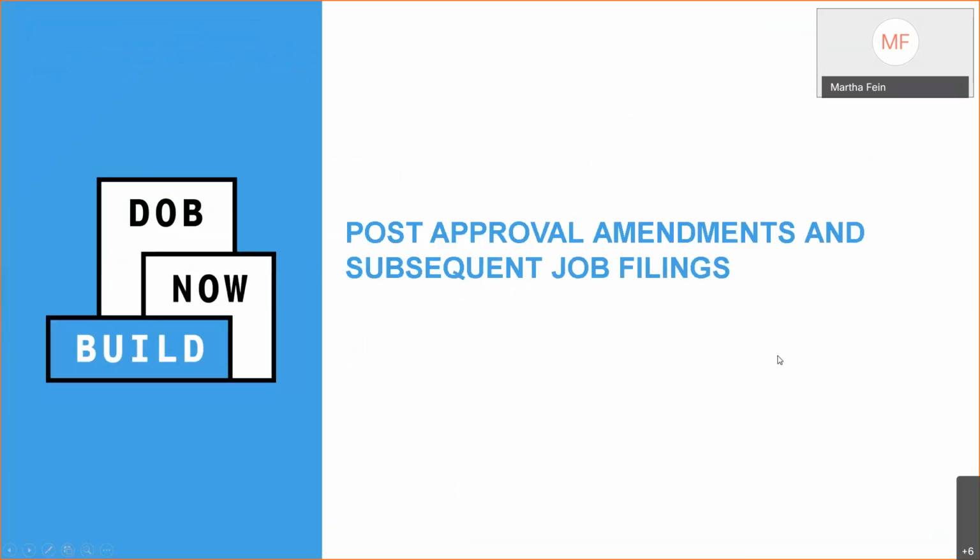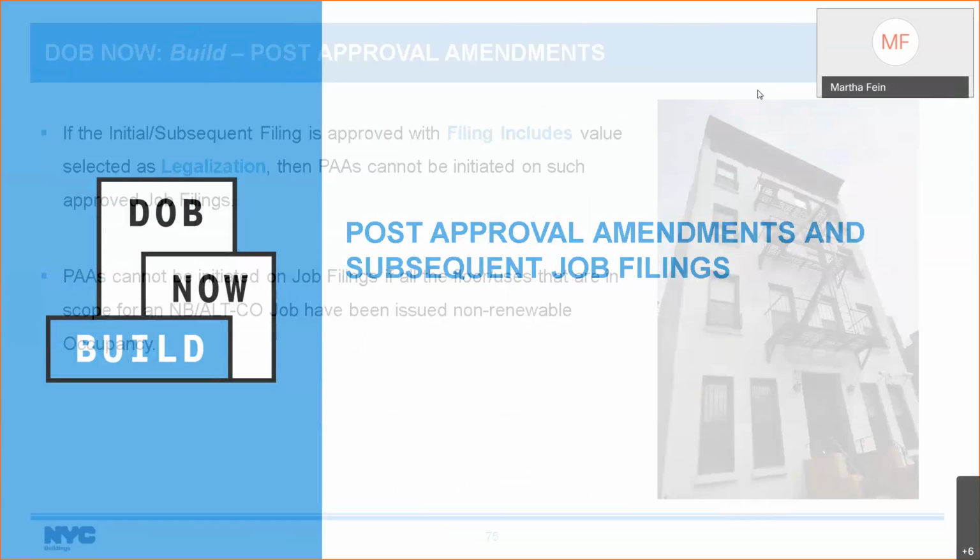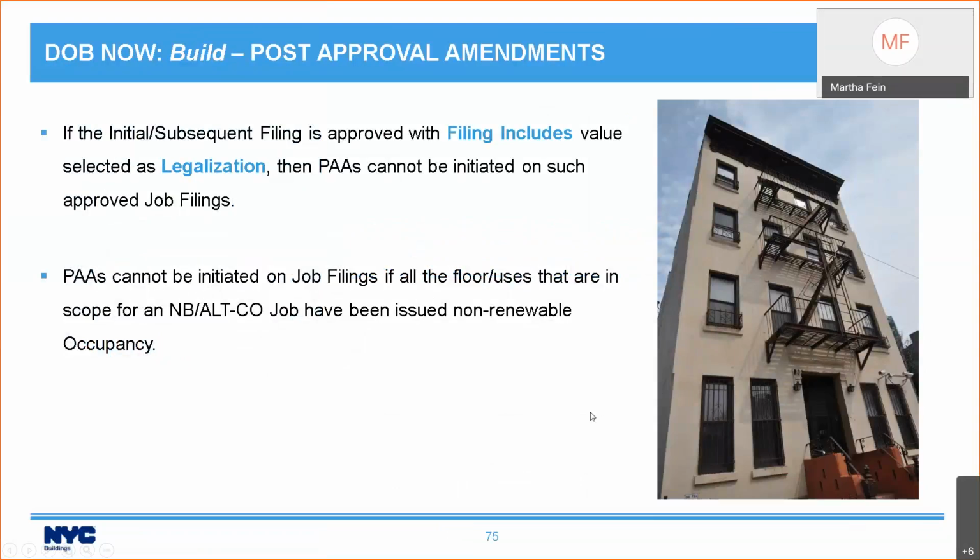Now let's talk about what changes in post-approval amendments and subsequent job filings. First of all, if your initial or subsequent filing is filed as legalization, then you cannot initiate a post-approval amendment on a legalization job filing. In addition, you cannot initiate a PAA on a job filing if all of the floor uses that are in scope, the ones that you are doing work on, have been issued non-renewable occupancy.